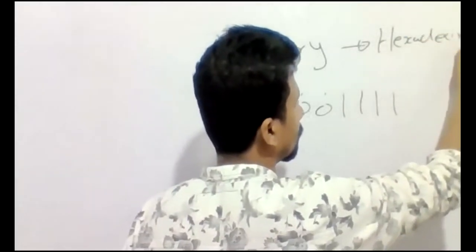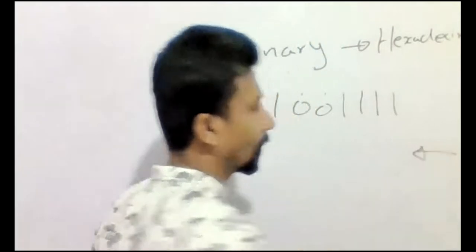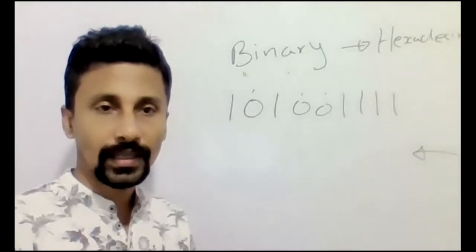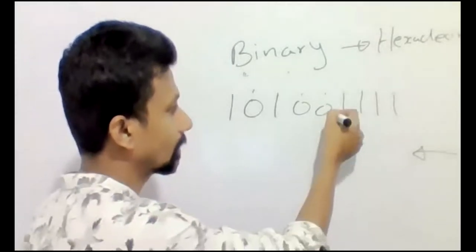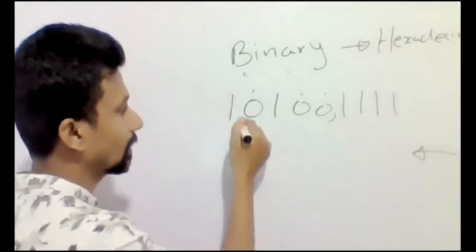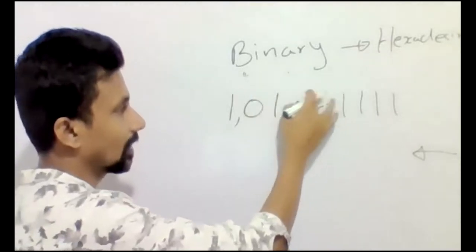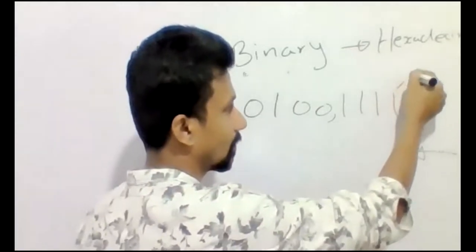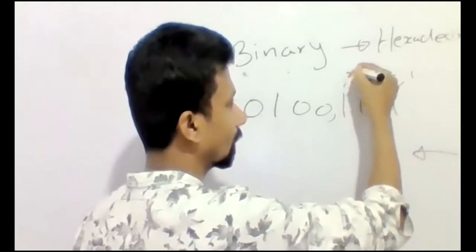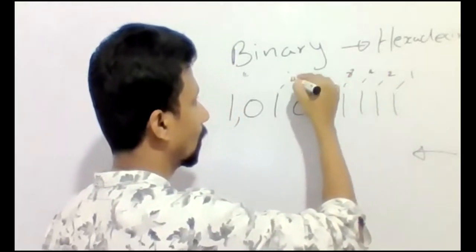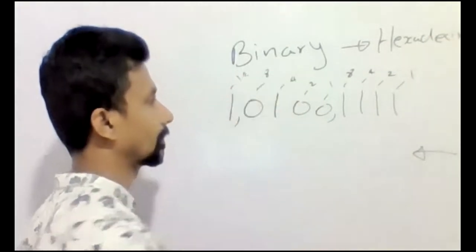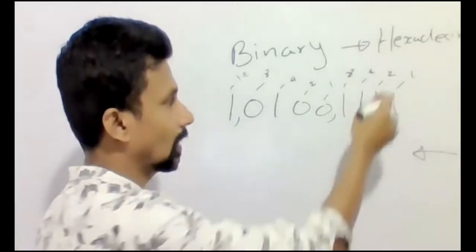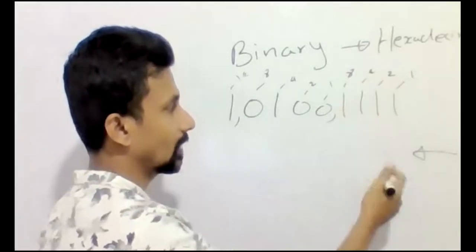So here what you have to do is, from your right hand side, separate each 4 digits. Now I am separating here, then I am separating here. Then same way you have to find out the value for each portion. So you can put 2 to the power 0 is 1, 2, 4, 8. Here also 1, 2, 4, 8. From this portion you are adding 1 plus 2 plus 4 plus 8, altogether 15.